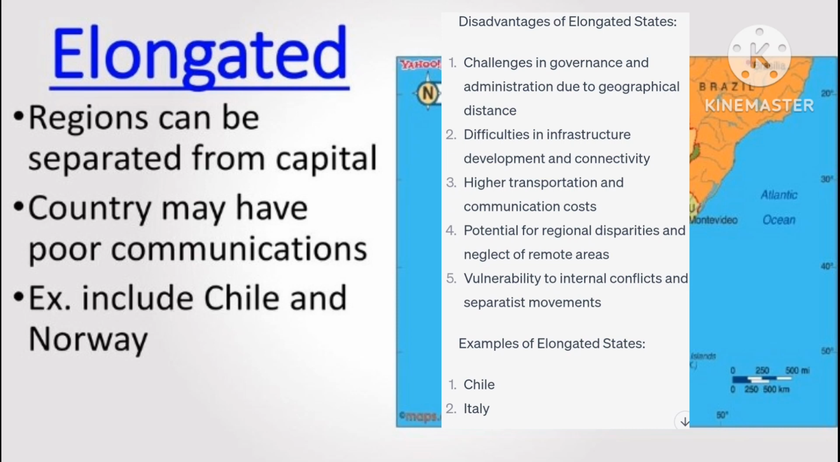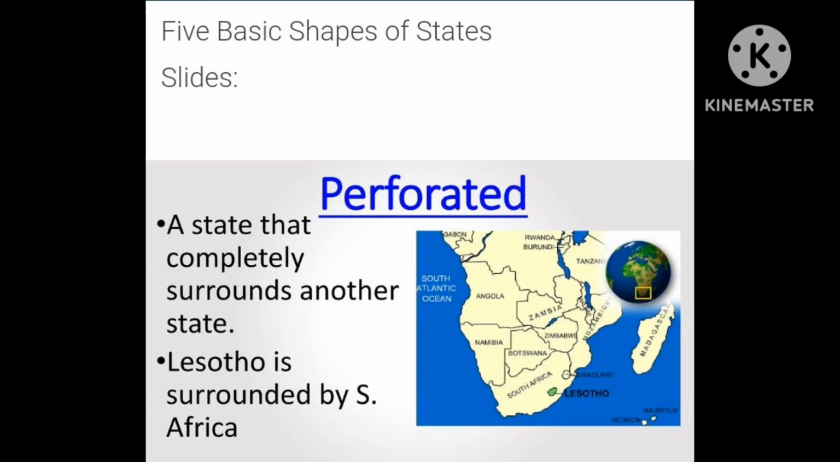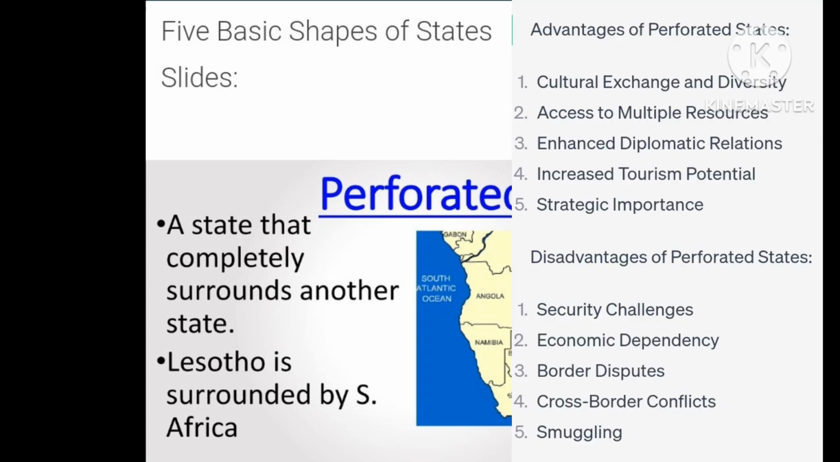Okay, the next type of state is the perforated state, a state that is completely surrounded by another state. For example, Lesotho is surrounded by South Africa. Here, Lesotho is a perforated state that is surrounded by South Africa.